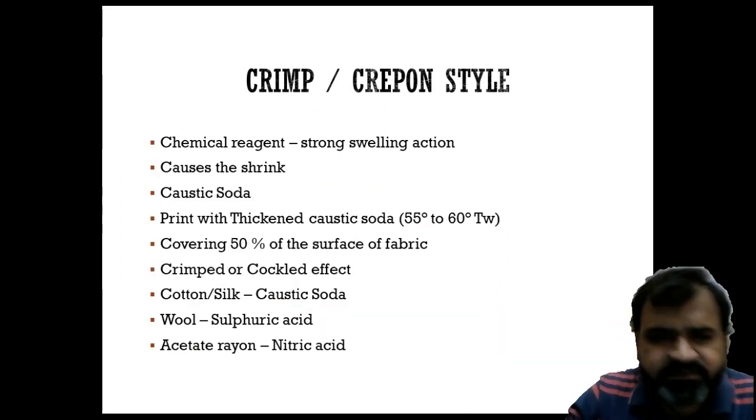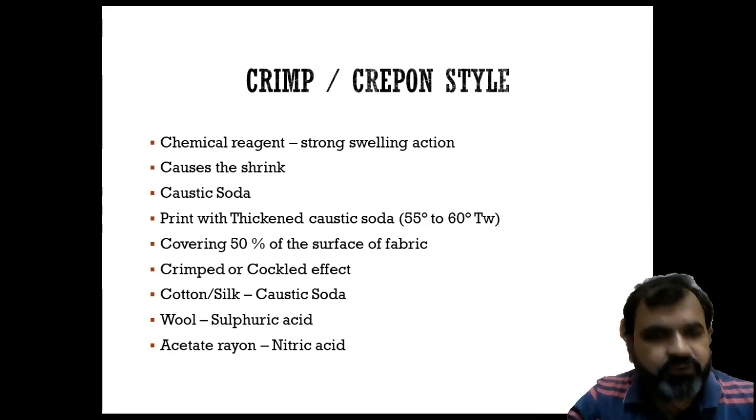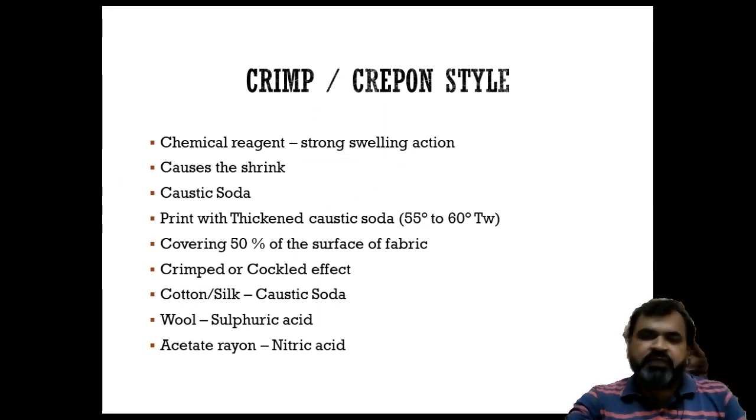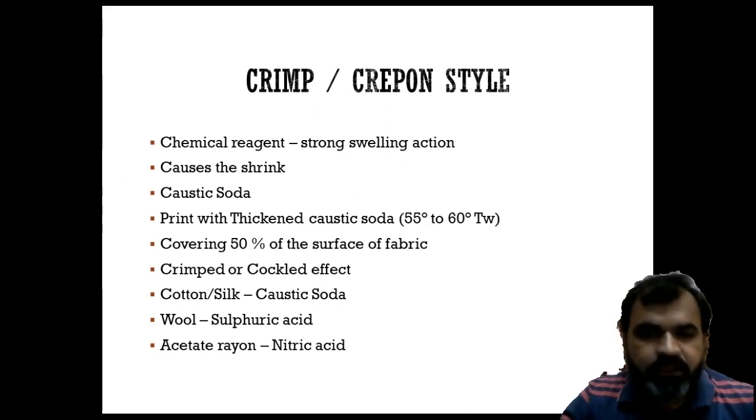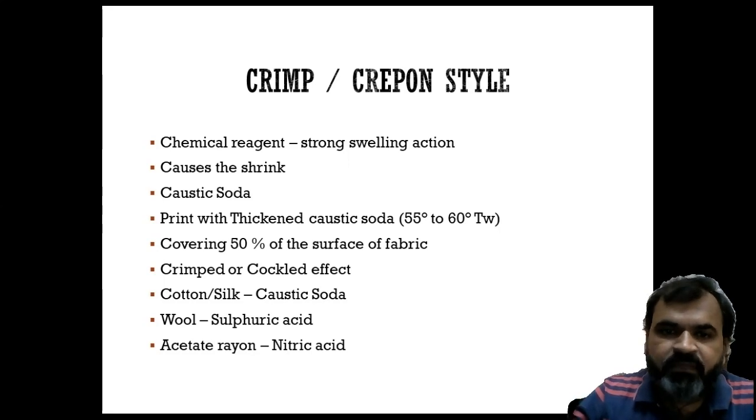Now the crimp effect is produced on the cotton fabric by using caustic soda, generally 55 to 60 degrees Baumé, and it is also known as the cockle effect or crimp effect. Let's see the examples.